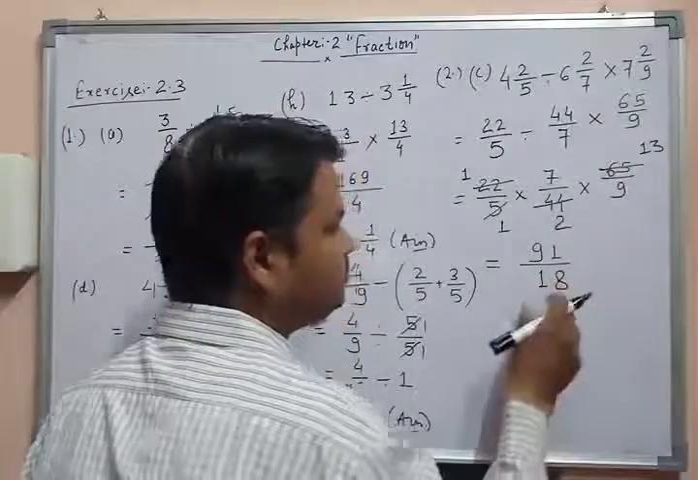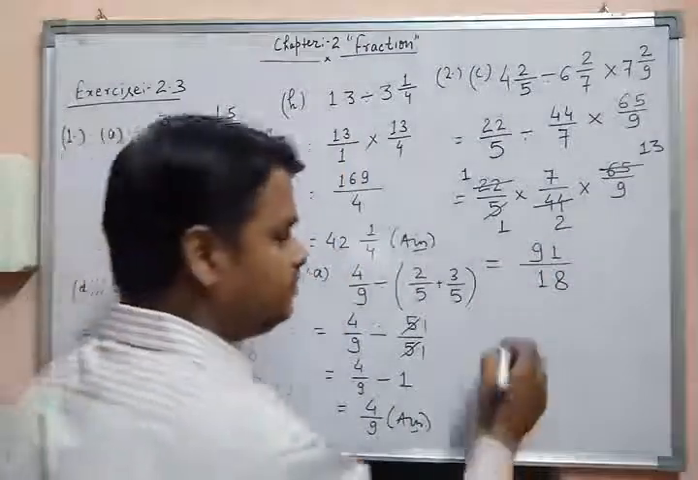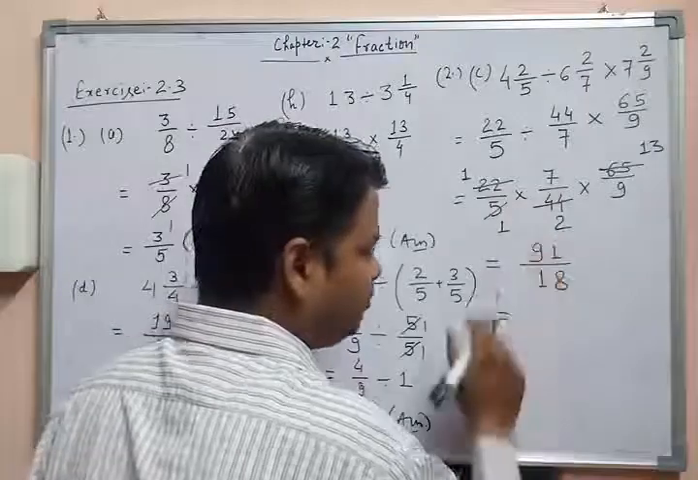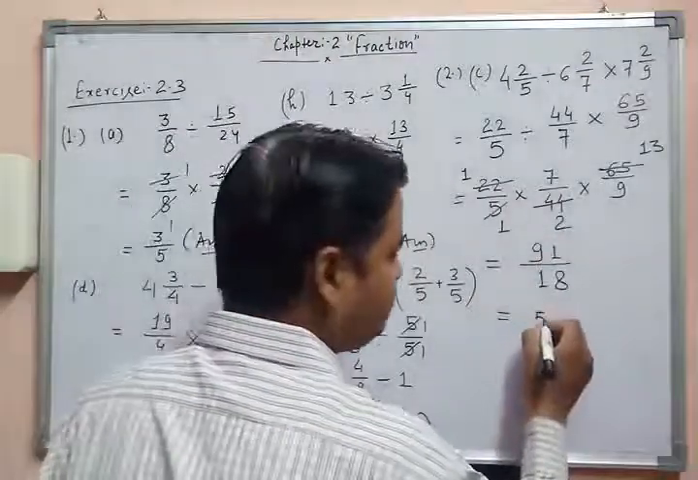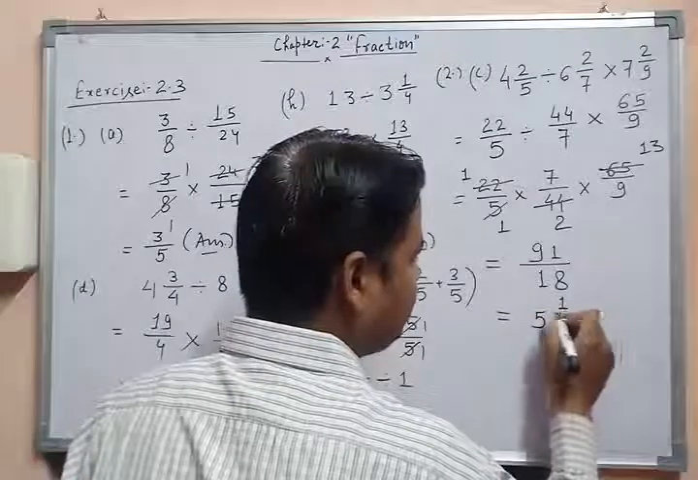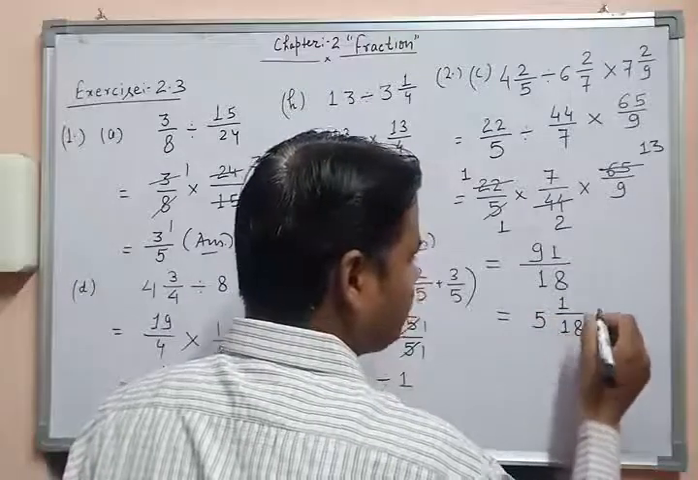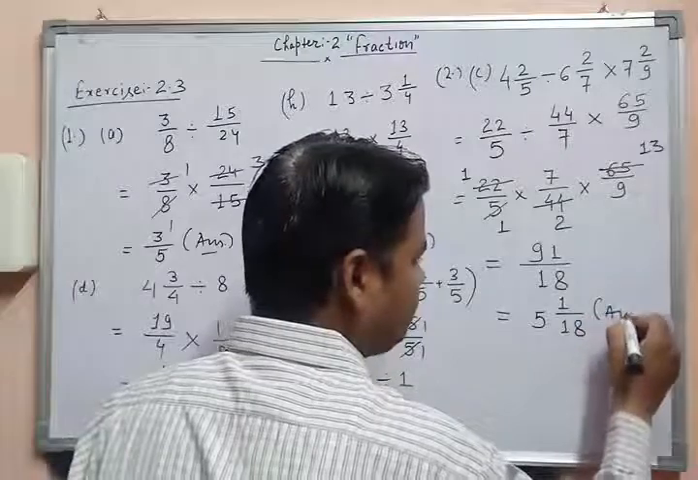So students, this is another example of an improper fraction, and you have to convert this improper fraction into a mixed fraction. 18 5s are 90. We will get the remainder 1. Now this is the final answer.